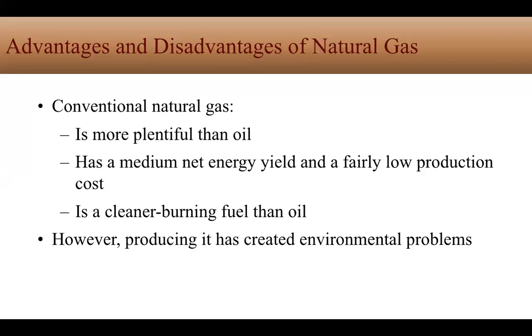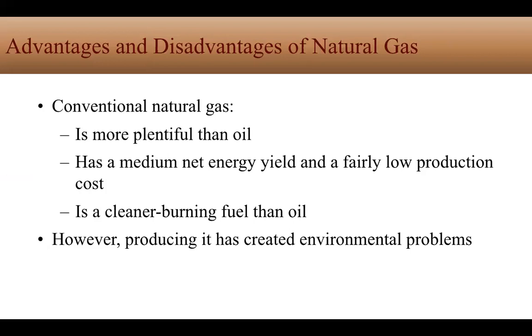And in order to get the natural gas out, we need to break it apart. So conventional natural gas is similar to conventional oil. It is easy to extract. It has a medium net energy, a low production cost financially, and it's cleaner burning than oil. And remember, cleaner does not mean clean. When you burn natural gas, you're most likely only to get carbon dioxide and water vapor coming off of it, probably a little bit of nitrogen oxides, as we've talked about before.